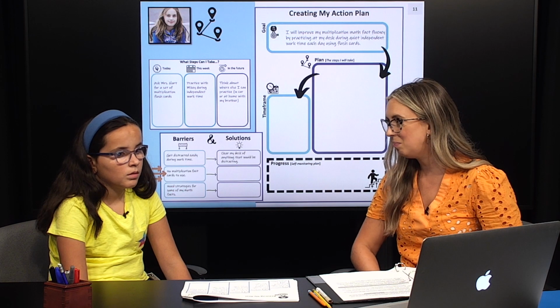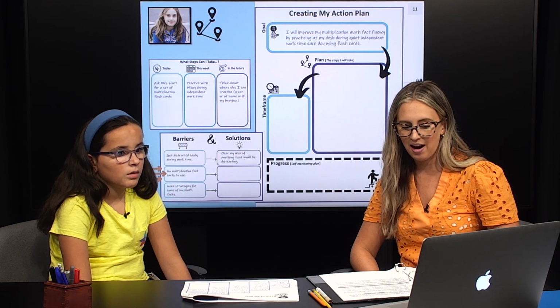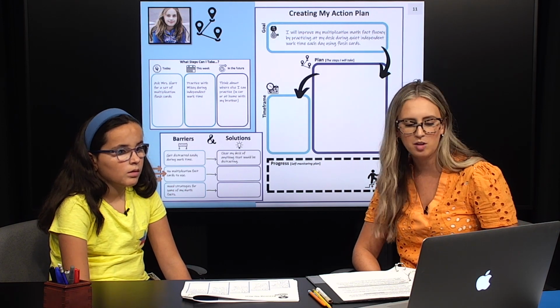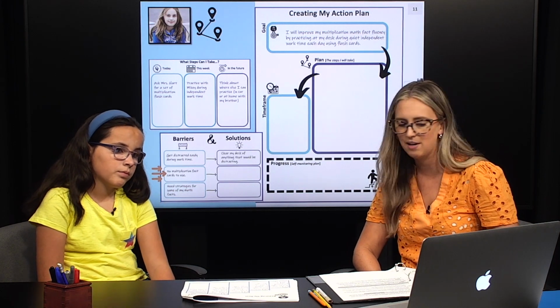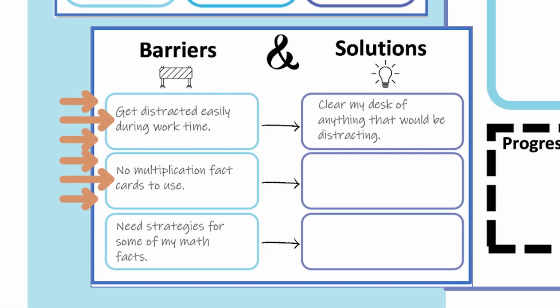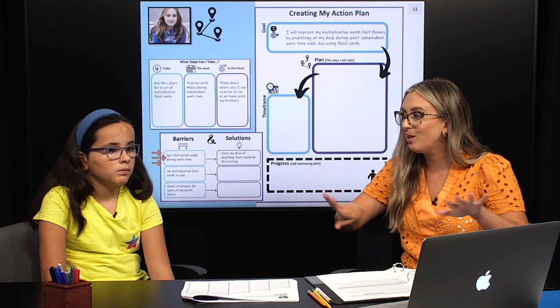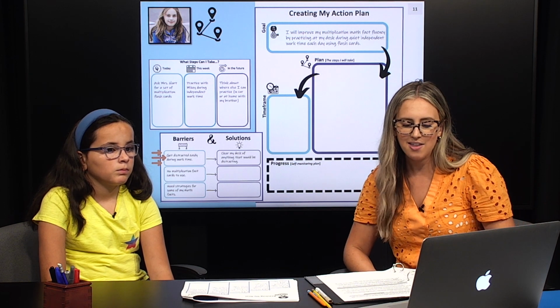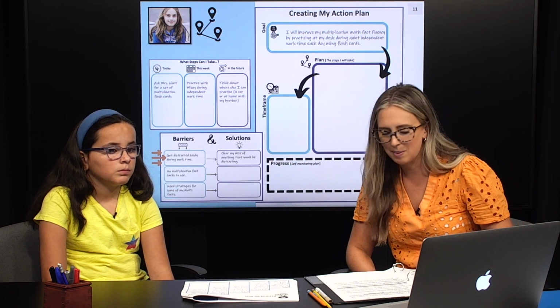One of the possible barriers that Sky identified was that she did not have any multiplication flashcards to use if her teacher didn't have an extra set. Her solution for this barrier was to either ask her parents to buy some multiplication fact cards or make them herself. Another one of her barriers was that she might get easily distracted during the time when she would be practicing. Her solution was to clear off her desk beforehand, and this seemed like an easy step that she would be able to take.